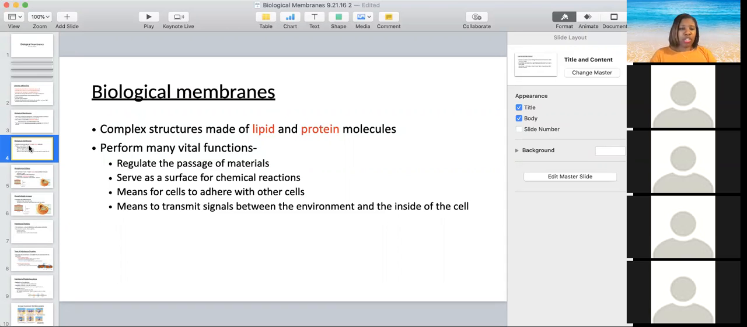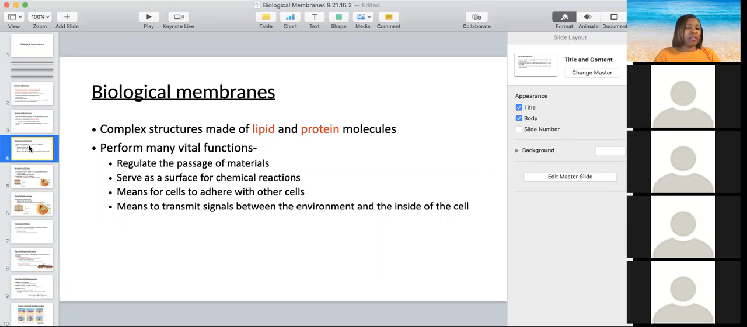But this complex structure, as I already alluded to, performs many vital functions. Some of the functions: it helps to regulate the passage of materials into and out of the cell, because we want to think about the connection between the structure and function of the cell membrane. So it regulates the passage of materials into and out of the cell. It serves as a surface for chemical reactions to take place. There are a number of chemical reactions that can take place on the surface of the cell, or on that plasma membrane.